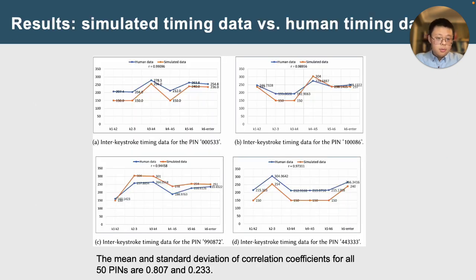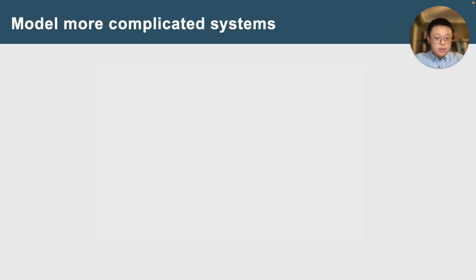Let's take a look at the results. In this evaluation experiment, we compare the human data with simulated data produced by CogTool+. As illustrated in this figure, the correlation coefficients for the selected PINs are all close to 1, and the mean and standard deviation of the correlation coefficient for all PINs suggest a strong association between the human timing data and the simulated timing data. Now we have shown the capability and the scalability of CogTool+ to some extent.